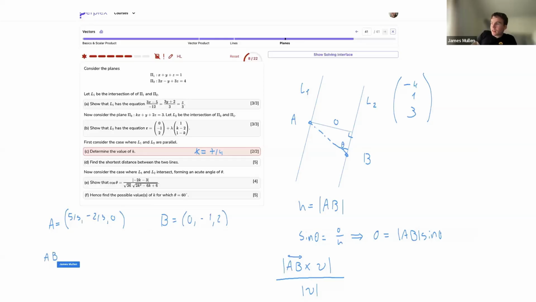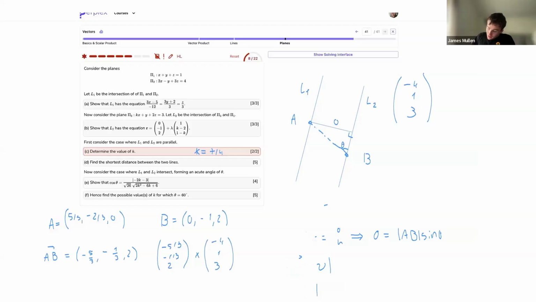So that AB is equal to minus 5 over 3, minus 1 over 3, and 2. And then if I take the cross product, I'm going to have minus 5 over 3, minus 1 over 3, 2, crossed with V, which is minus 4, 1, 3. Now, I'm going to make some space now that we kind of have this formula understood, so we have the room that we need to find the answer.